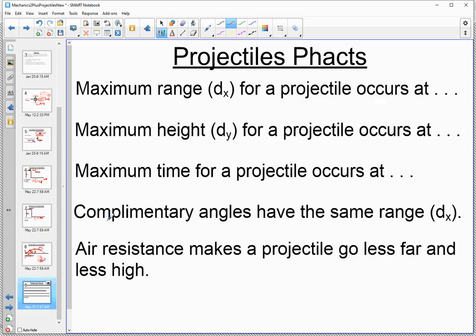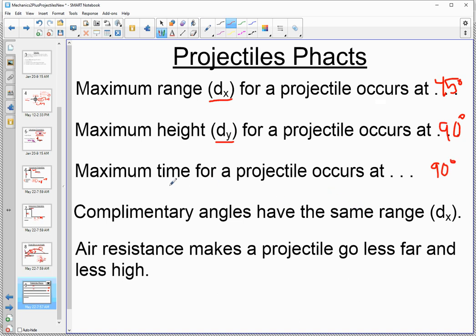All right, last slide, a couple of qualitative things about projectiles. Maximum range, that is the dx value. A projectile will go the furthest, hopefully you remember, when launched at 45 degrees. And if you want the projectile to go as high as possible, the maximum dy, you would just fire it straight up, at a 90-degree angle. Now, it would have no dx if you did that, but it would have the maximum dy. And, of course, that would also give it the maximum time of flight.